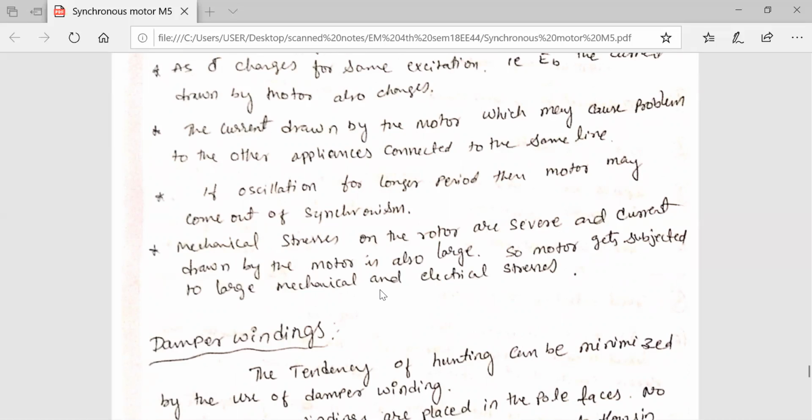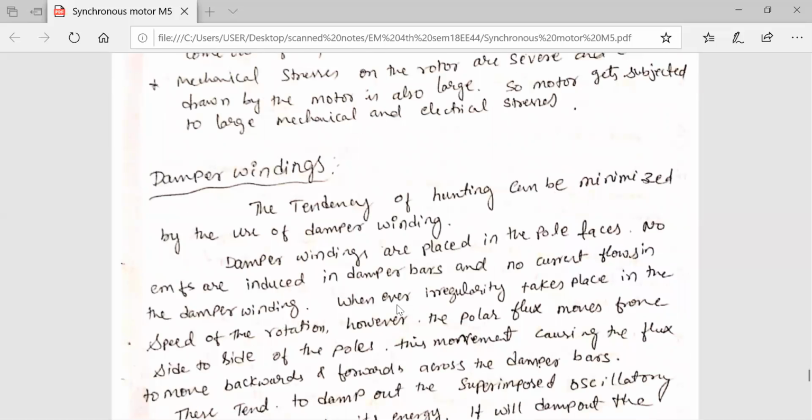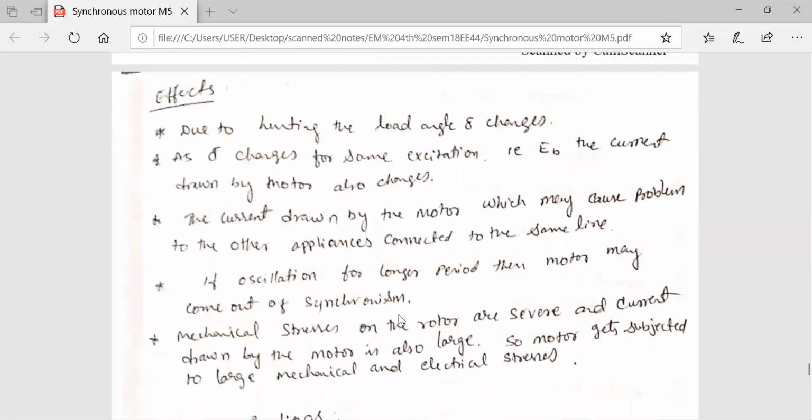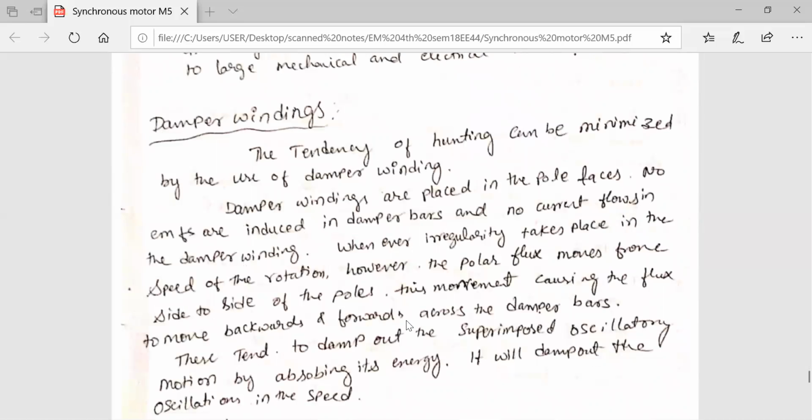So these are some of the effects that happen in the synchronous motor, and this disadvantage of the motor is called hunting. For the remedy, we provide damper winding on the pole shoes of the motor poles, which is connected in the rotor. That will nullify the hunting effect. The tendency of hunting can be minimized by the use of damper winding.